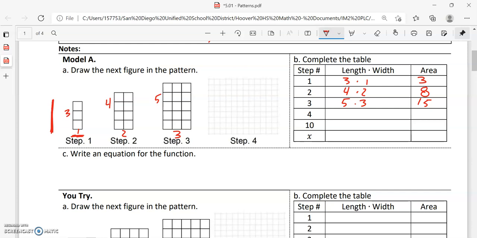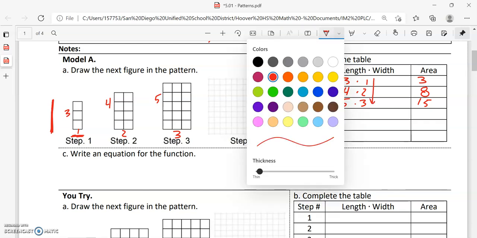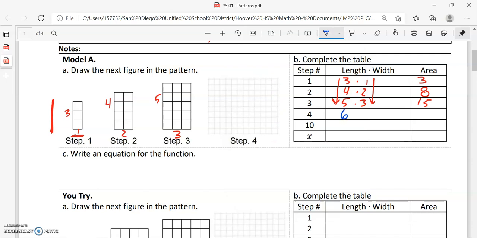So we can see a pattern developing here. Counting up by 1. 3, 4, 5. 1, 2, 3. So what's our next number going to be? Well, a 6 by 4, which should be 24. So let's draw that. 1, 2, 3, 4, 5, 6. That is accurate. And over 4. And there's our step 4 box. Obviously, our grid is not to scale.